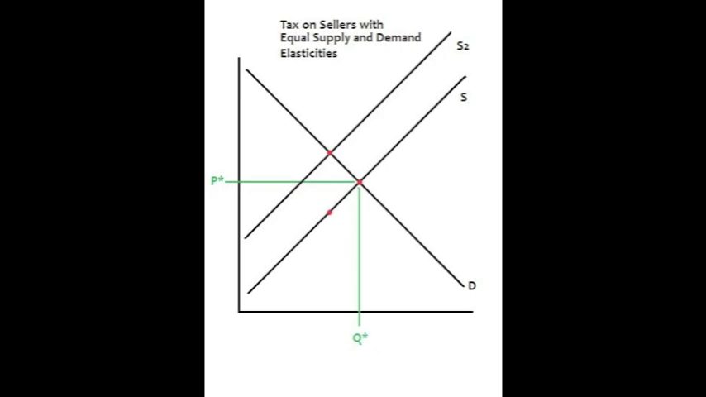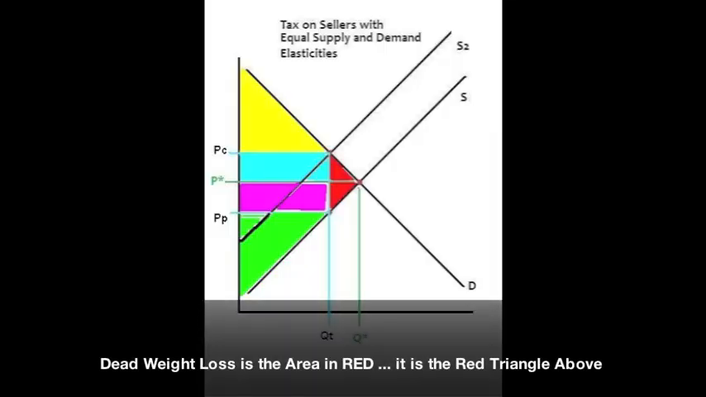Here we see the amount of tax that is paid by the consumer. Here we see the amount of tax that is paid by the producer. Here we see how much consumer surplus is achieved. Here we see how much producer surplus is achieved. And these are, of course, after the tax. And here's something new. This is the deadweight loss created by the tax.